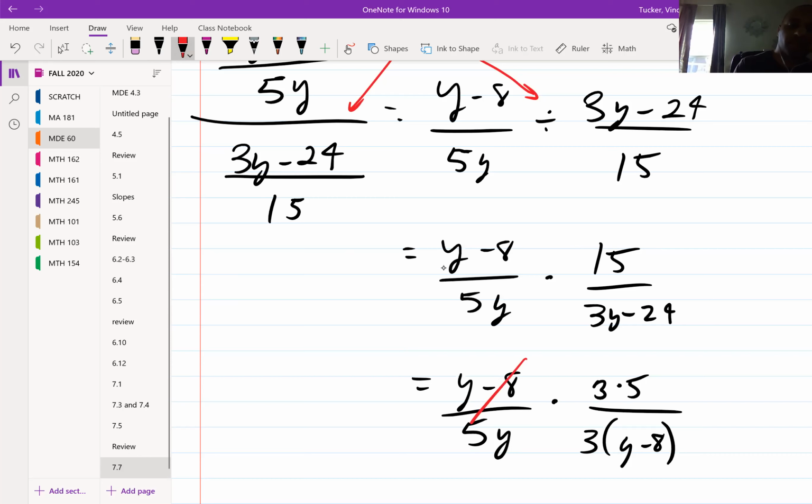Now we can cancel out what we have in common. Y minus 8, 5, and we also have a 3 that's in common, top and bottom. The only thing left is a y down bottom, and if everything cancels out up top, you know what's left? 1. So that's 1 over y.